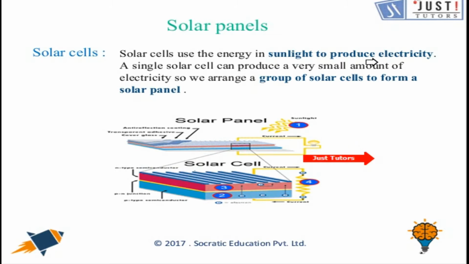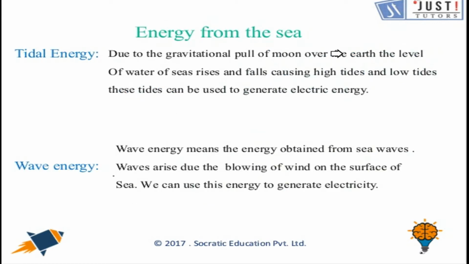Let's move forward and let's talk about energy from the sea. The first one is tidal energy. Due to the gravitational pull of the moon, tides happen near seashores, and dams are built near seashores to collect the water which comes during a high tide. When the water runs back to the ocean, the flow of water can be utilized to generate electricity.